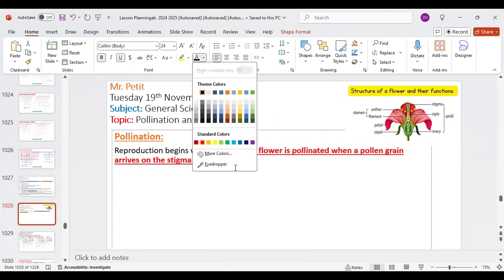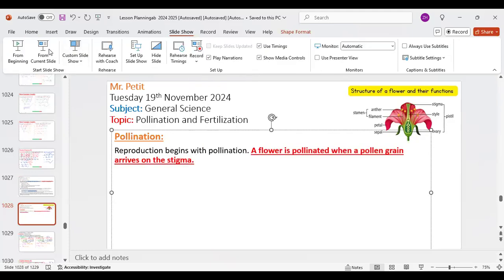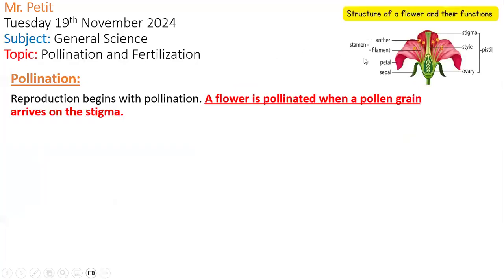When is a plant considered to be pollinated? So pollination is when that pollen lands on the stigma, right? That's right there. So when we have pollen there, that's what we call pollination, when pollen arrives on the stigma.